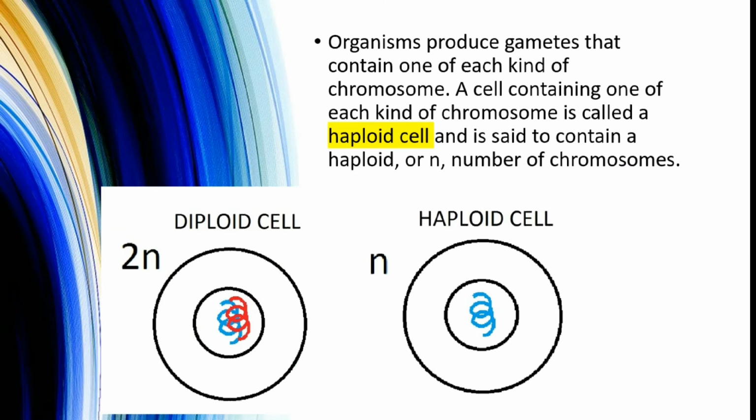Organisms produce gametes that contain one of each kind of chromosome. A cell containing one of each kind of chromosome is called a haploid cell and is said to contain a haploid or n number of chromosomes.